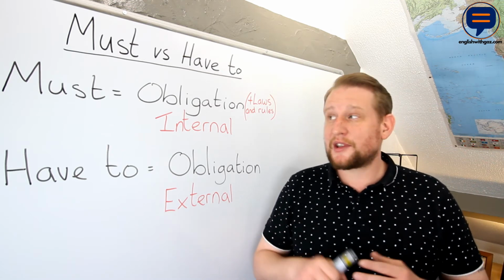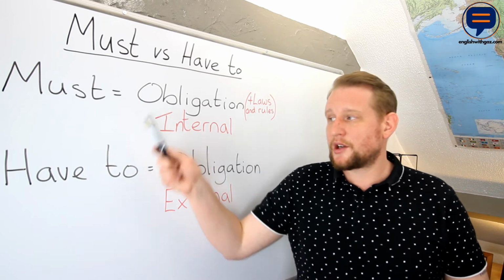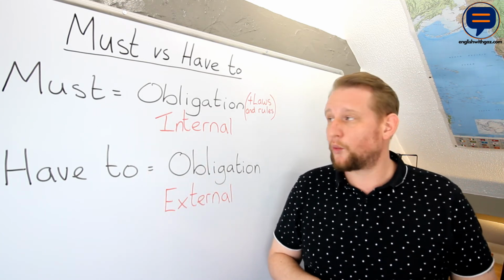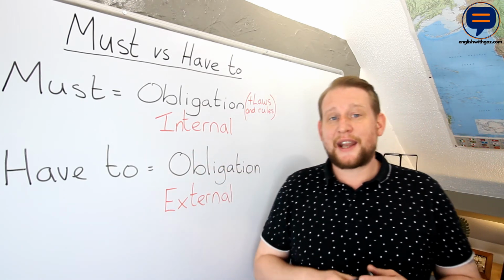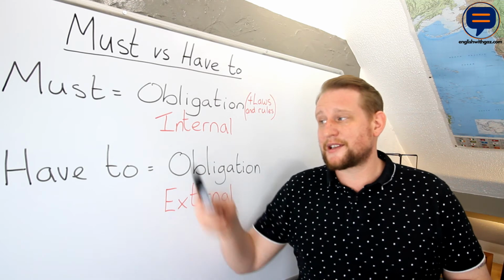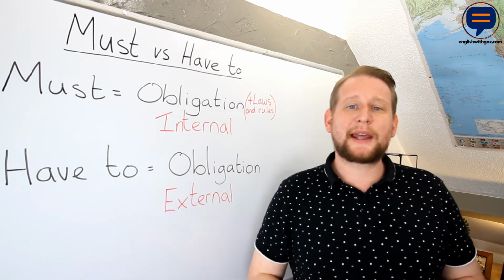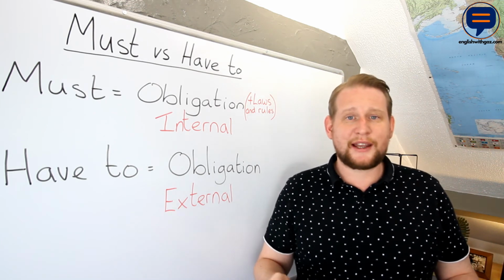Now, most of the time, if you use this rule to decide which word to say, you will be correct and you will have no problem with must and have to. So, the next time you're worrying about whether to say must or have to, ask yourself, is it an internal obligation or an external obligation? And it's really that simple.